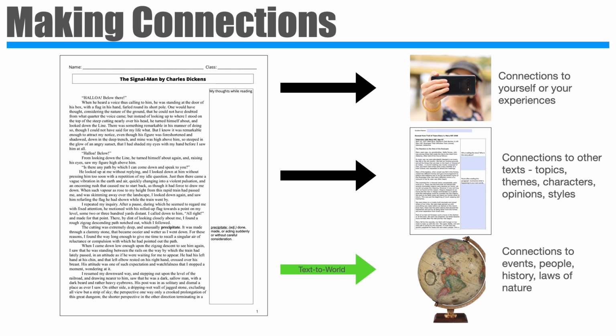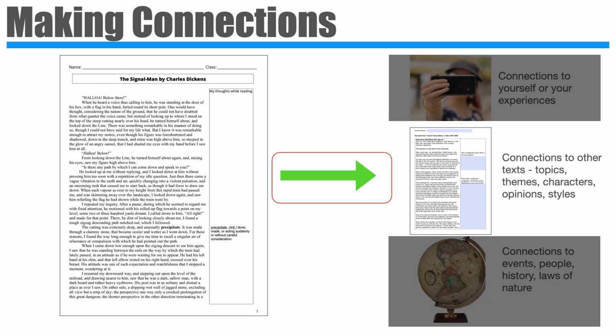A third way we can deepen our understanding is by considering what kind of text-to-world connections we can make. This means we connect an idea or something from the text with events, people, historical happenings, or even laws of nature. On your state testing, you will be asked to make text-to-text connections.